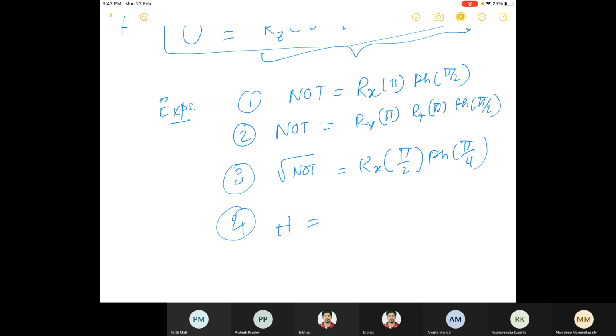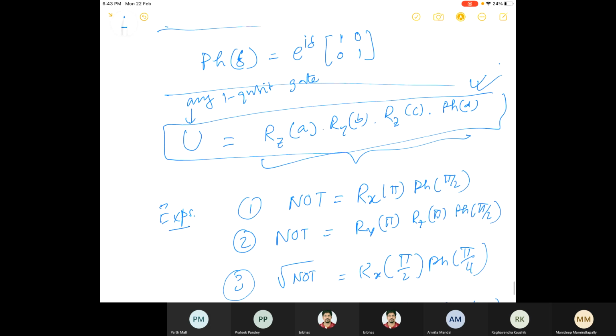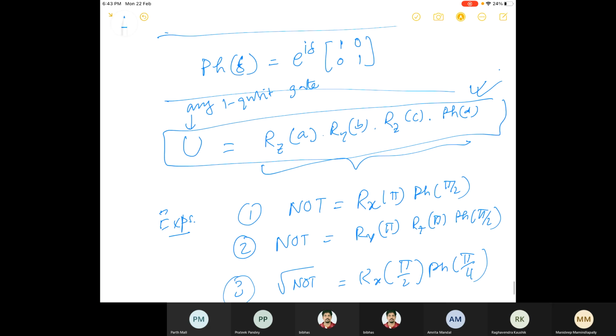I mean, any gate, any unitary matrix, why not this? So you can say Rx(pi) times Ry(pi by 2) and the phase gate, pi by 2. Sometimes I make a lot of mistakes writing these things down, so this is a homework to check. This will be a nice thing to check, and maybe we'll discuss this. Maybe we can spend 5 minutes on that.